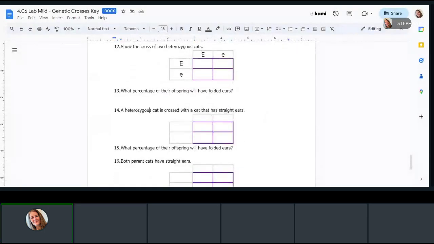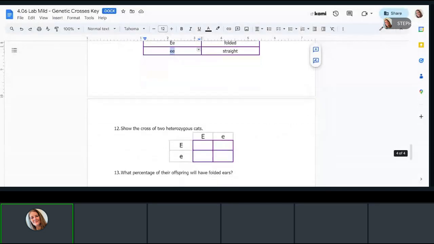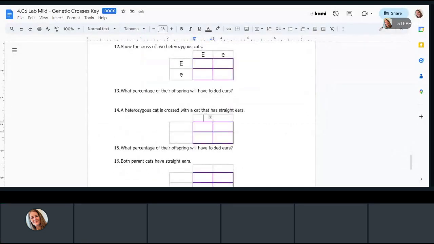Now you have a heterozygous cat that is crossed with the cat that has straight ears. Remember, straight ears is like that. So one of your cats has ears like this, and one of them has straight ears. And fill in your chart right here. And what's the percentage?